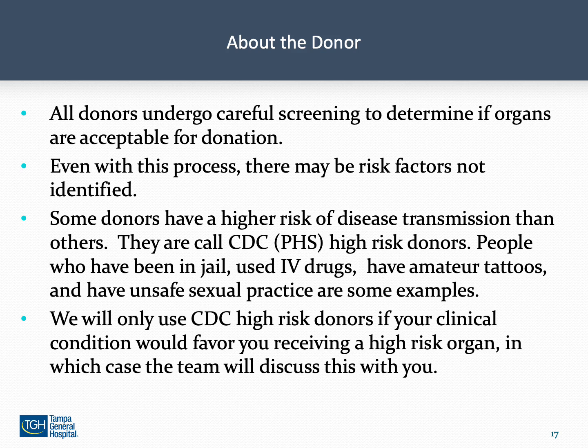We will only use CDC high-risk donors if your clinical condition would favor you receiving a high-risk organ, in which case the team will discuss this with you. We will ask you to sign a consent regarding high-risk donors.